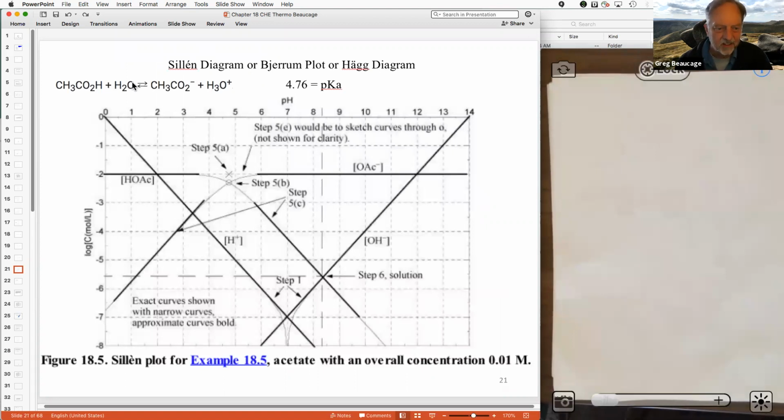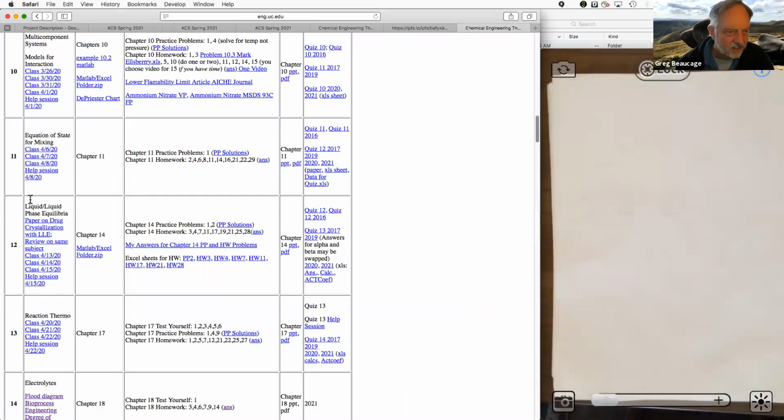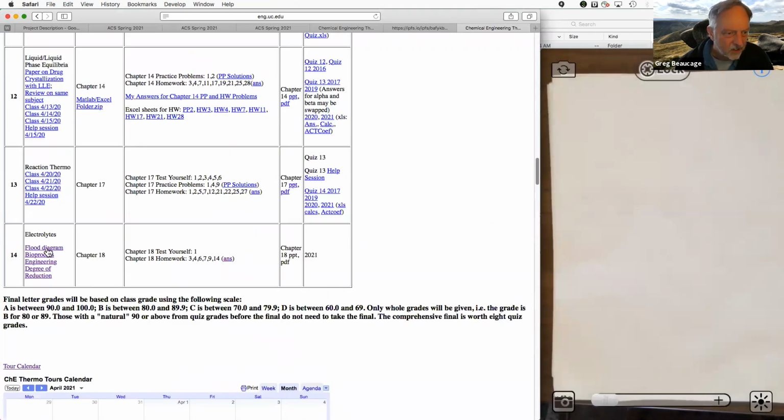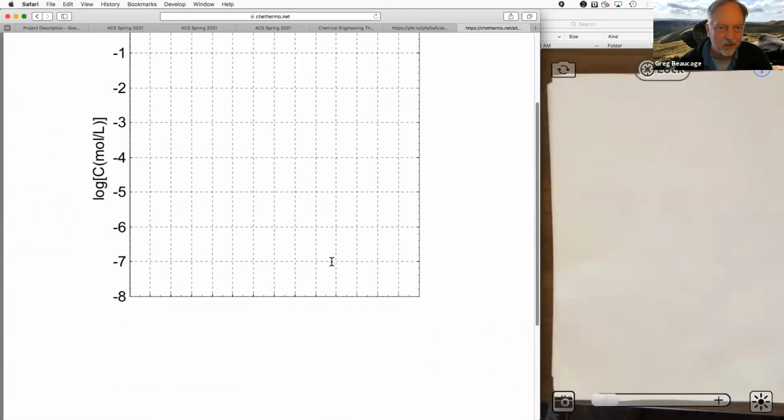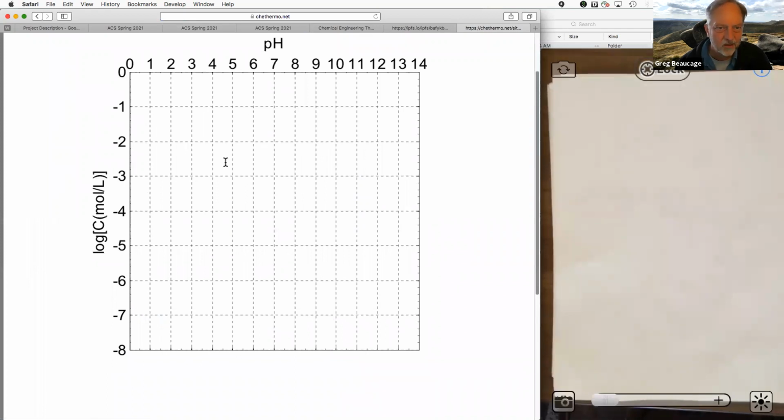Anyway, this is the Sillén diagram. Let's go over to the web page. He has it in his notes. It's called a flood diagram, but it's basically the same thing. So you can use this to do the homework. For the quiz and the final, you'll have to make one of these.